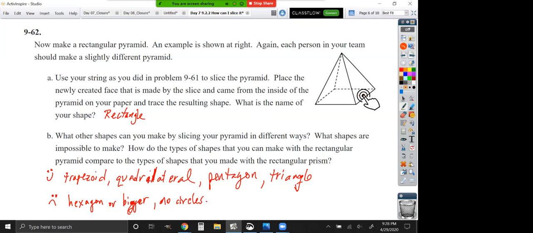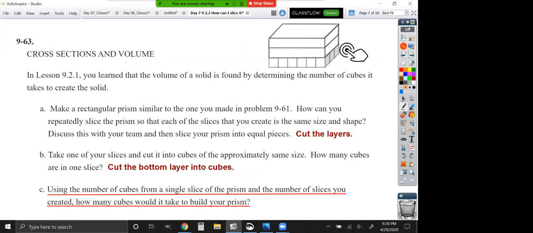Okay. All right. Problem 963, cross sections and volume. In lesson 921, you learned that volume of a solid is found by determining the number of cubes it takes to create the solid. A, make a rectangular prism similar to the one you made in 961. How can you repeatedly slice the prism so that each of the slices that you create is the same size and shape?